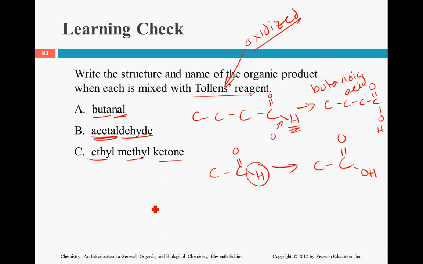Ethyl methyl ketone. So here's the carbonyl. On one side we have ethyl. On the other side we have methyl. Because there's no hydrogen down here, there is no reaction. It cannot be oxidized further.